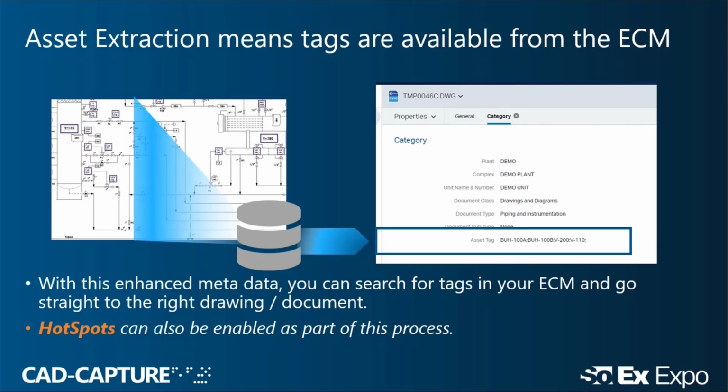And what you can see here is once we've taken that information, you can surface it in the metadata of the content management system, which means you can then find that document and drawing by the tag information itself and vice versa. And as part of this process, as you probably gathered, that means you can utilize that information. Once the hotspots are activated, that will give you the ability to search for the information via those very tags.